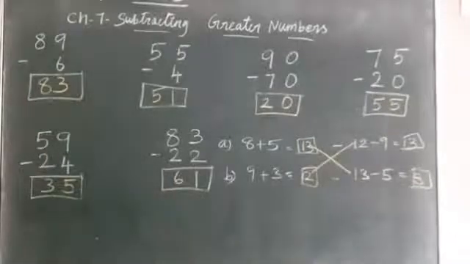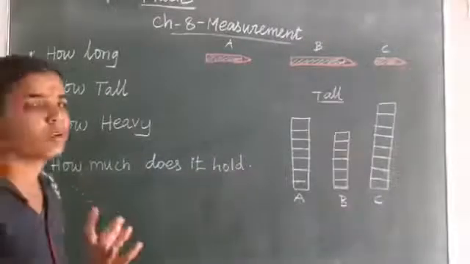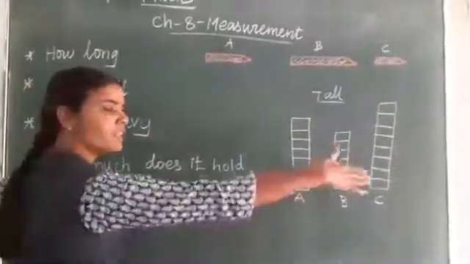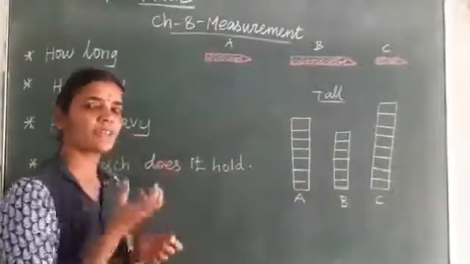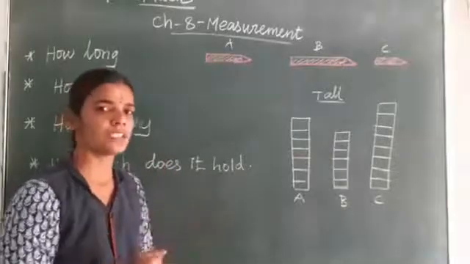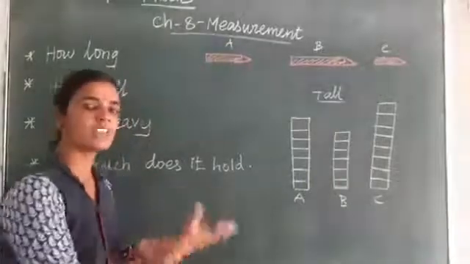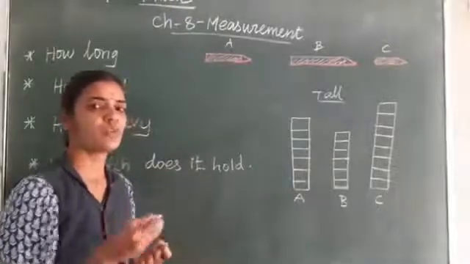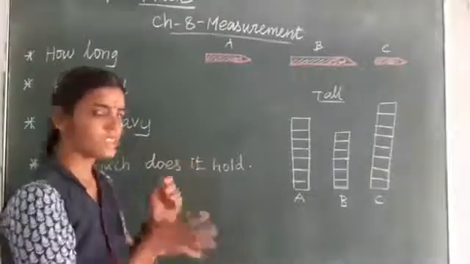Next we are going to see the next chapter, that is measurement. Chapter 8, the measurement chapter. What are the things you have recalled in this measurement chapter? Yes, measurement means measurement of length, height, weight and capacity. If you have a water bottle, how much capacity is it, half liter or 1 liter? Some children have bigger bottles, some smaller. One child may have a half liter bottle, others 1 liter, bigger means 1 liter. So that is the capacity.